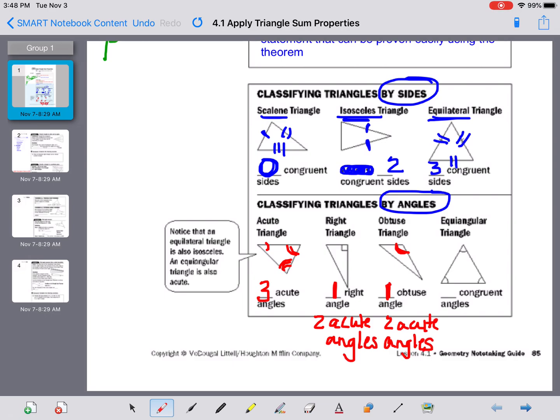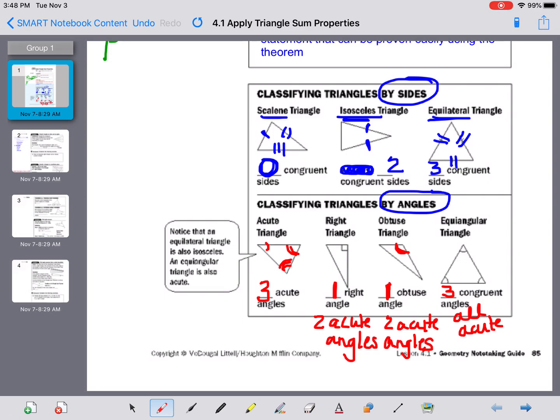All right, and my last one is equiangular, which we know back from chapter 2. If things are equiangular, all 3 angles are the same. So we have 3 congruent angles. By the way, they're all acute. And in fact, we should be able to figure them all out, okay?